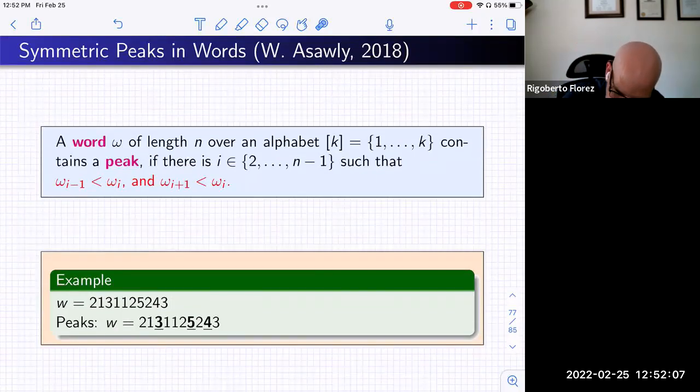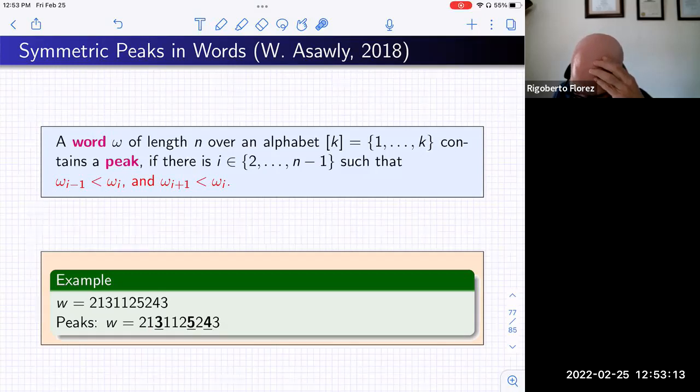Okay, another connection. This part is just motivation to see how many connections we have with other areas of mathematics. Asoli, in 2018 in her PhD thesis, defined a word in a certain alphabet, using from 1 to 5, and she defined a peak in this alphabet. A peak is if the two previous are less than this. So 5 is a peak because the two previous are less than this. 4 is a peak because the previous and after are less than this. That is a peak.